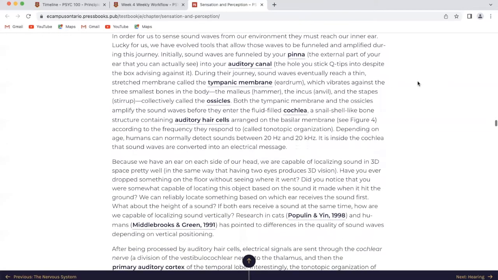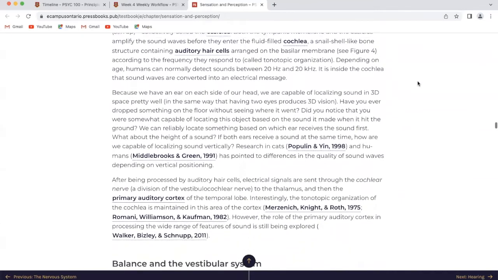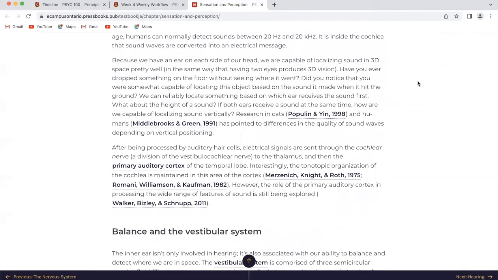Because we have an ear on each side of our head, we are capable of localizing sound in 3D space pretty well. Have you ever dropped something on the floor without seeing where it went? Did you notice that you were somewhat capable of locating this object based on the sound it made when it hit the ground? We can reliably locate something based on which ear receives the sound first.